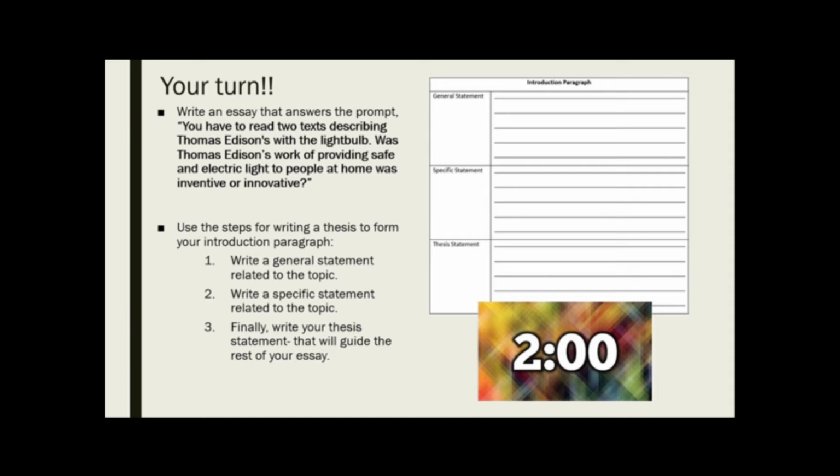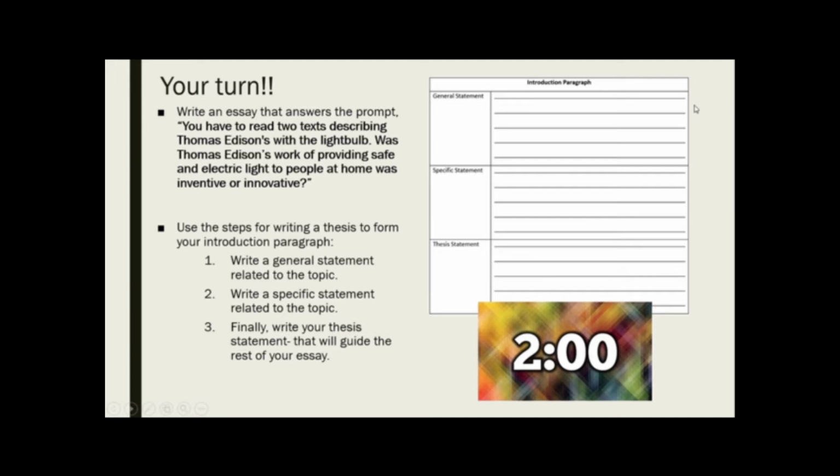Today, I'm going to have you practice again using the general specific thesis formula. I have included all steps for writing a thesis to form your introduction paragraph on the slide. You should go into your packet and find the section that looks like this.